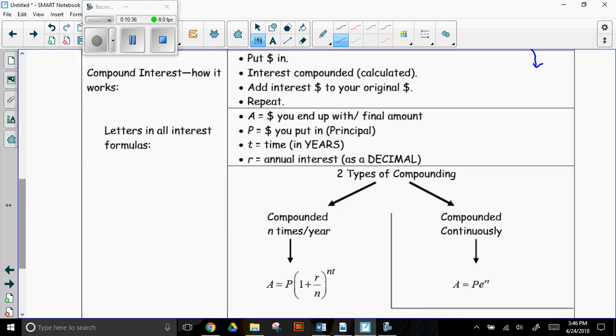Letters that it stands for: A is always the amount you end up with, the final amount. P, it's abbreviated P because it stands for the principal, that's the original amount that you put in. T is always the time in years. When you talk about your compound interest formula, it's always dedicated to years. And then last but not least, R is annual interest, represented as a decimal.